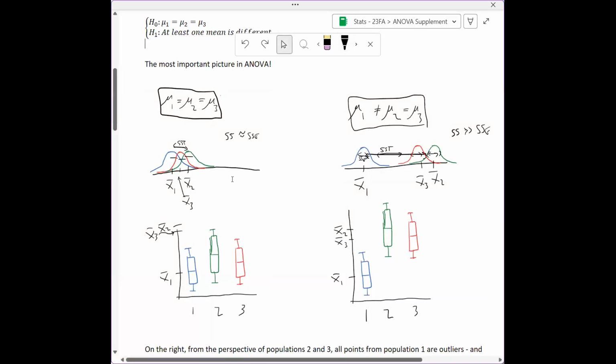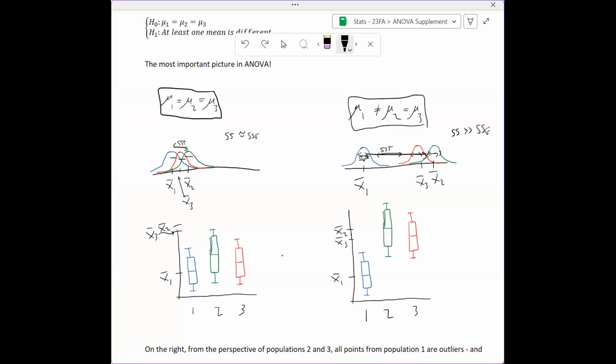Another way that we could visualize this is to draw box and whisker plots. On the left side here, we have a box and whisker plot where a good portion of all of the boxes overlaps with each other. There's a pretty decent range in here where all of the boxes even are overlapping with one another, to say nothing of the whiskers.